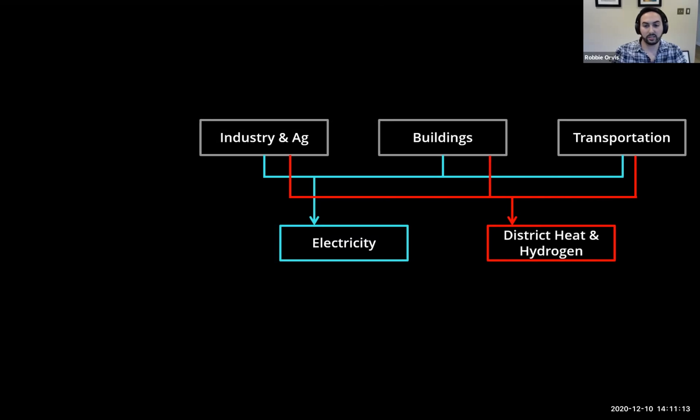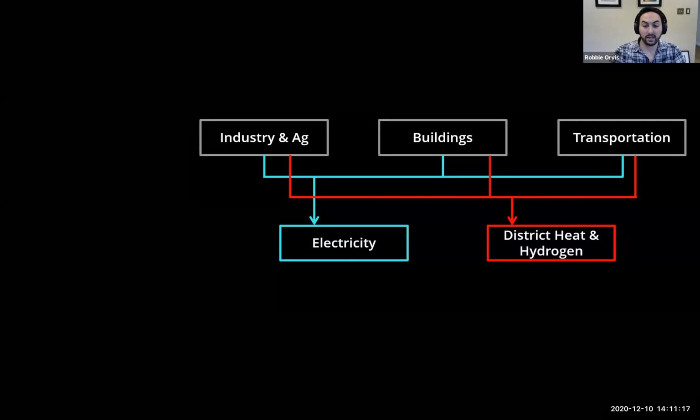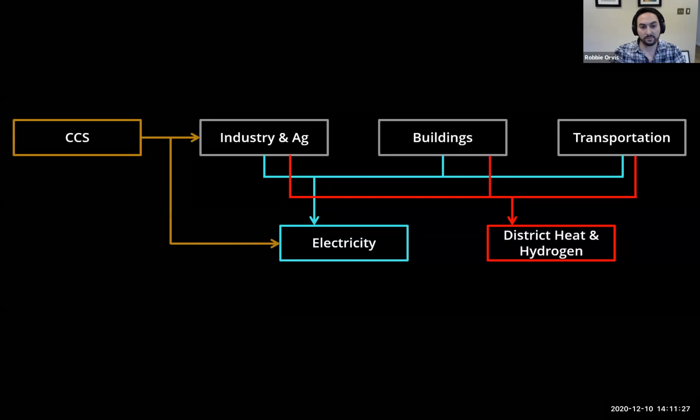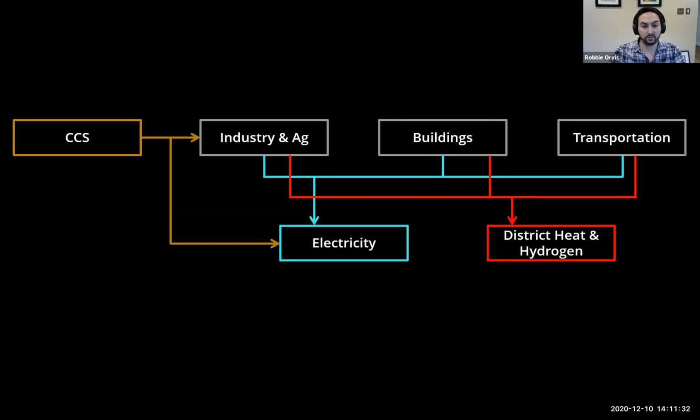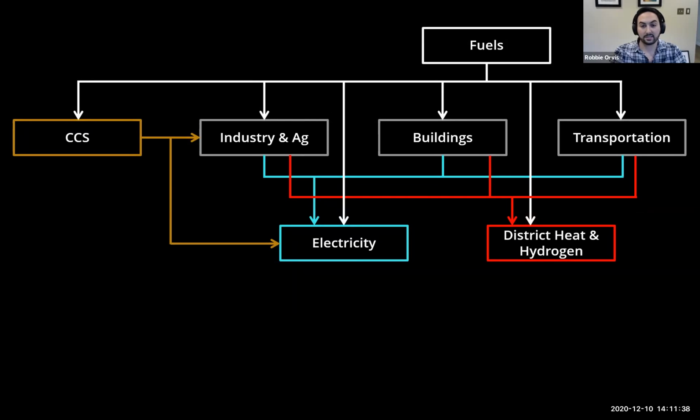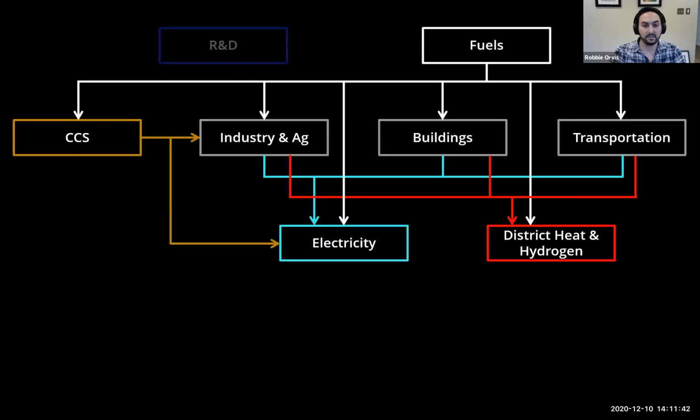District heat is not really used in the US, but in deep decarbonization scenarios, we have the ability to look at large growth in the consumption of hydrogen and looking at different production pathways for that hydrogen demand. We also have a carbon capture and sequestration module that allows for the capture and sequestration of CO2 from industry and electricity. We have a fuels module where fuel prices, taxes, and heat contents and emissions intensities are defined.